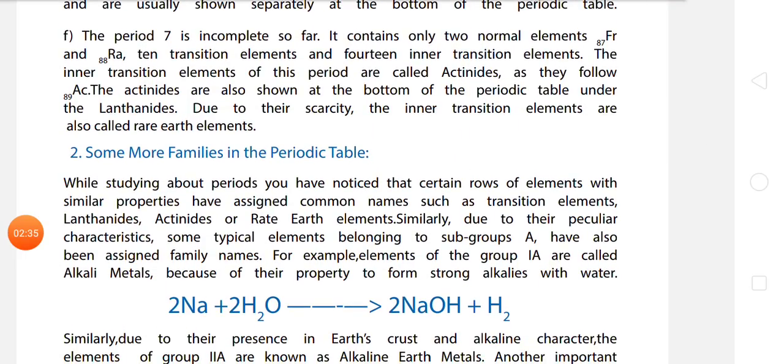Period 7 is incomplete so far. It contains only 2 normal elements, francium and radium, 10 transition elements and 14 inner transition elements. The inner transition elements of this period are called actinides, as they follow actinium, and the actinides are also shown at the bottom of the periodic table under the lanthanides. Due to their scarcity, the inner transition elements are also called rare earth elements.